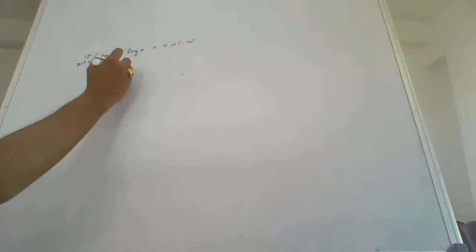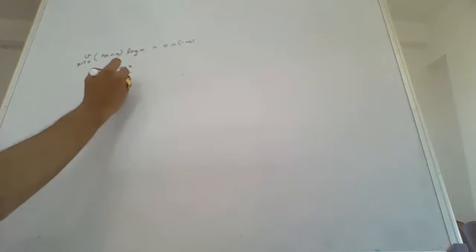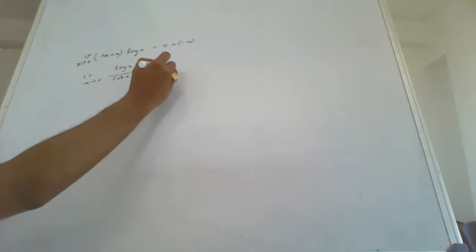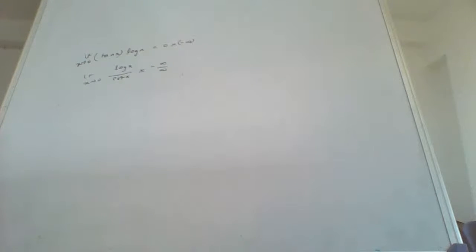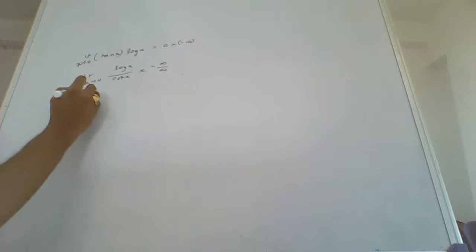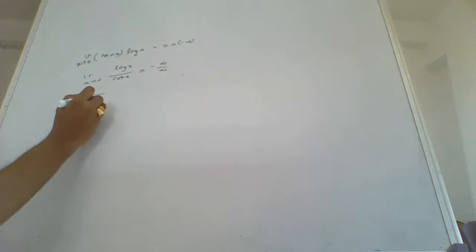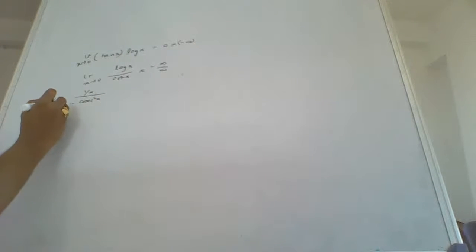Again, if I write this as log x divided by cot x, limit x tends to 0, this is minus infinity by infinity. Now differentiating with respect to x, I get 1 by x here, and this is minus cosecant square x, and this is limit x tends to 0 by using L'Hopital rule.